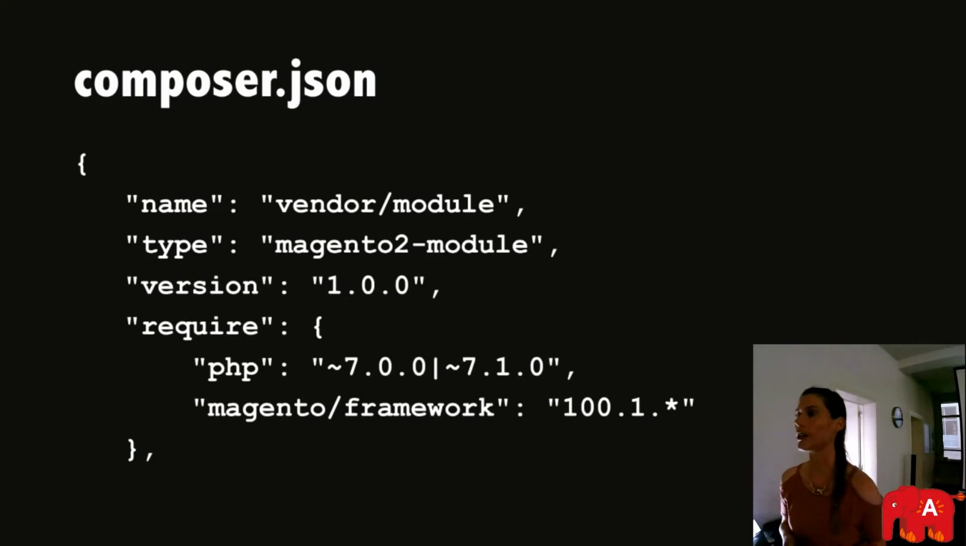Now, if you want to create a composer package, you of course also need a composer.json file. Important here to note is the type is a Magento 2 module, and you need to require the Magento framework. You don't need the entire Magento project, just the framework is enough to create a module. Of course, if your module would depend on any core modules, you'll have to require those too.